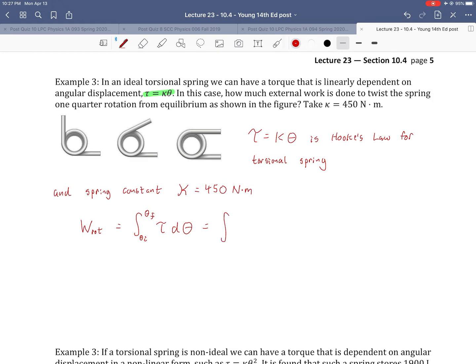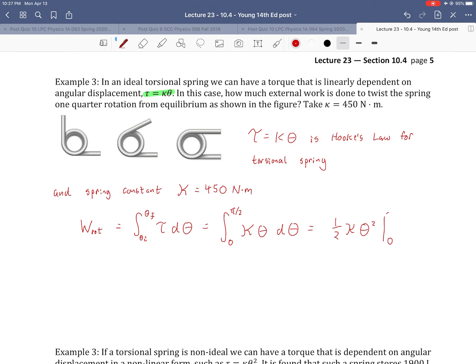This is for a quarter rotation. A quarter rotation in radians is pi over 2, because a full rotation is 2 pi. So we'll go from 0 to pi over 2 radians. Now we put in our torque, which is just kappa theta, and then we have our d theta. This is obviously a very easy integral. It's just going to become one half kappa theta squared. Excuse me, it's not kappa squared, it's theta squared. We're not integrating over kappa, kappa is constant. Then I have to evaluate on my limits of integration.